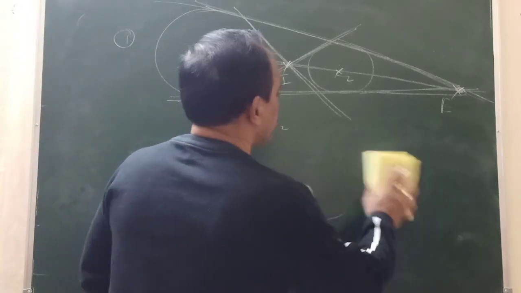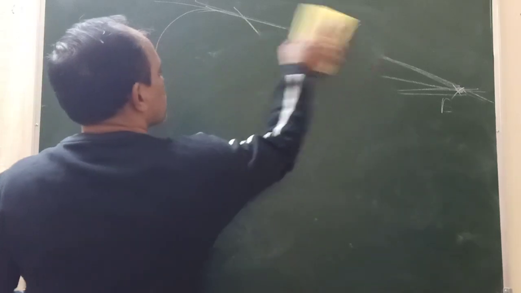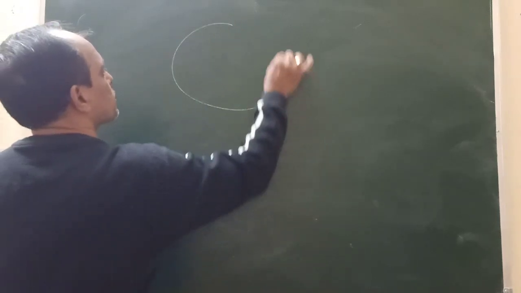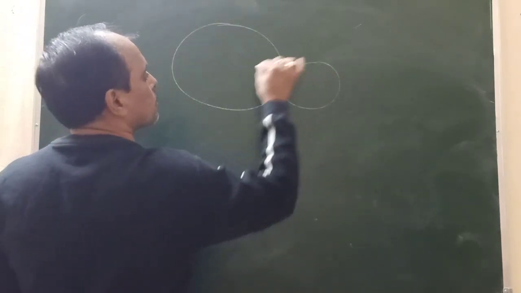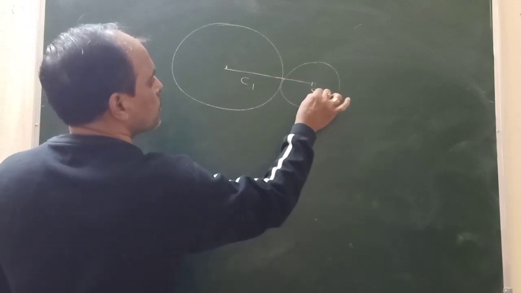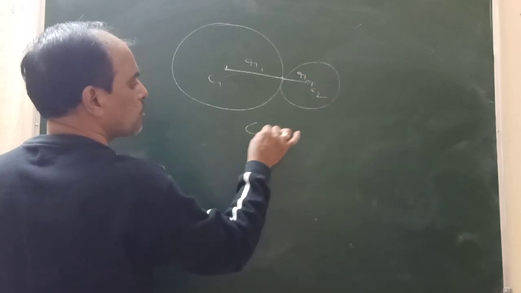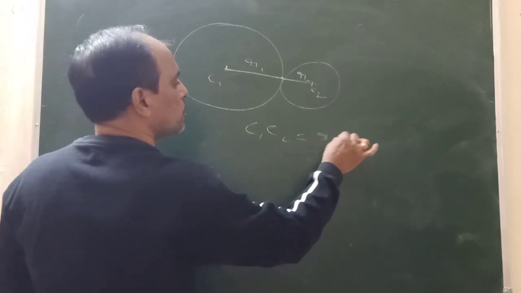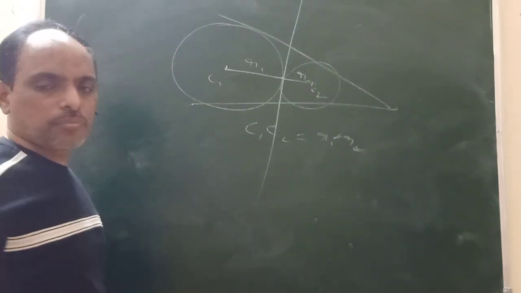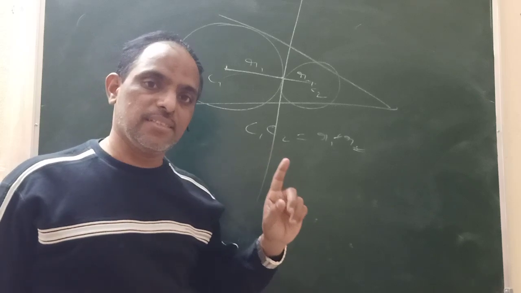Next, if C1 C2 is greater than or equal to R1 plus R2, then only it happens like this. Next, coming to the circles, suppose the circles touch each other externally, then this one is C1 and this one is C2, and this is R1 and R2. You observe this one, C1 C2 is equal to R1 plus R2. Now there will be 2 direct common tangents and 1 transverse common tangent.